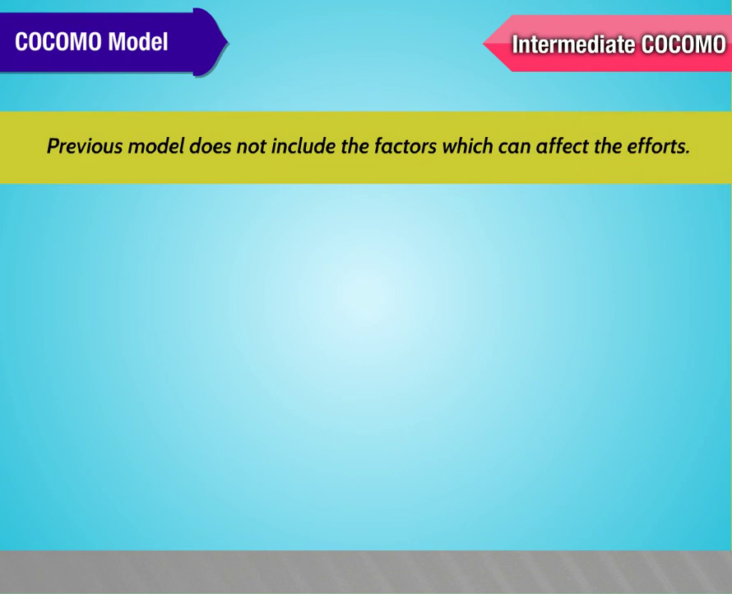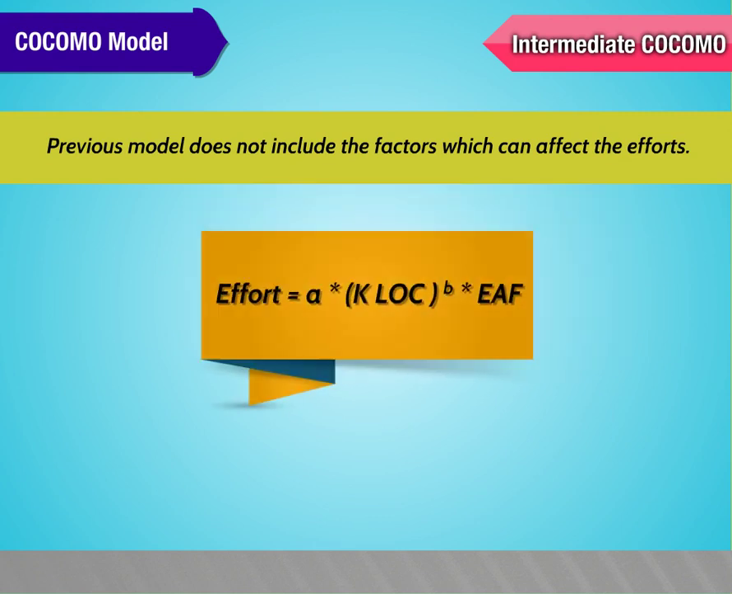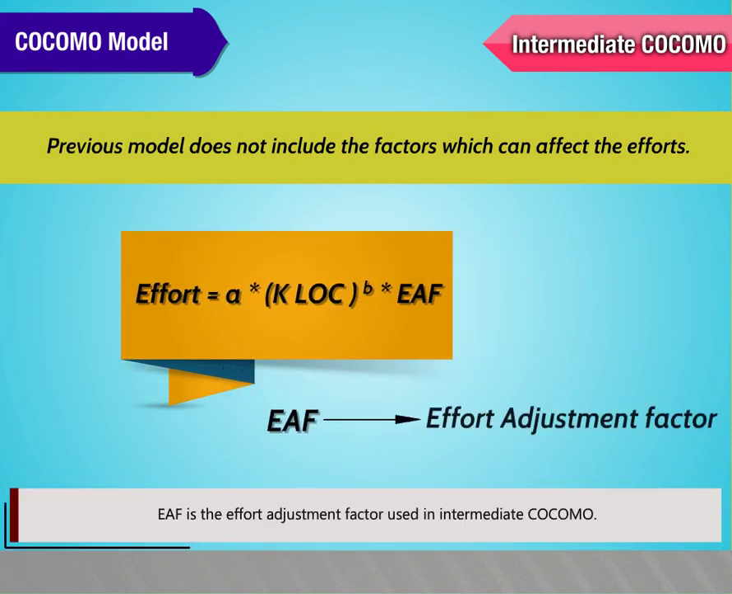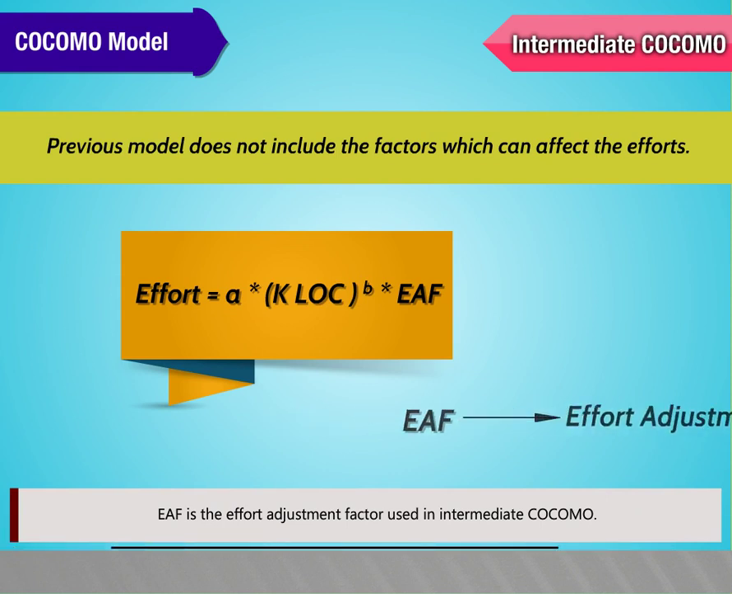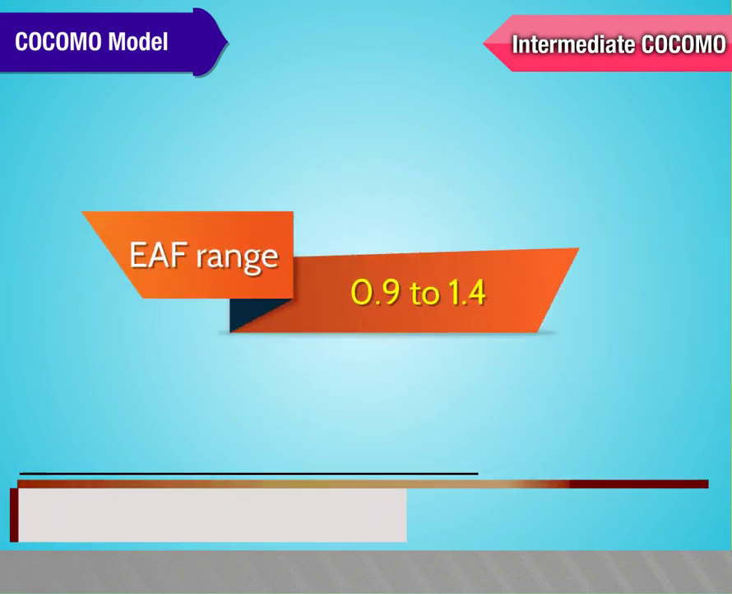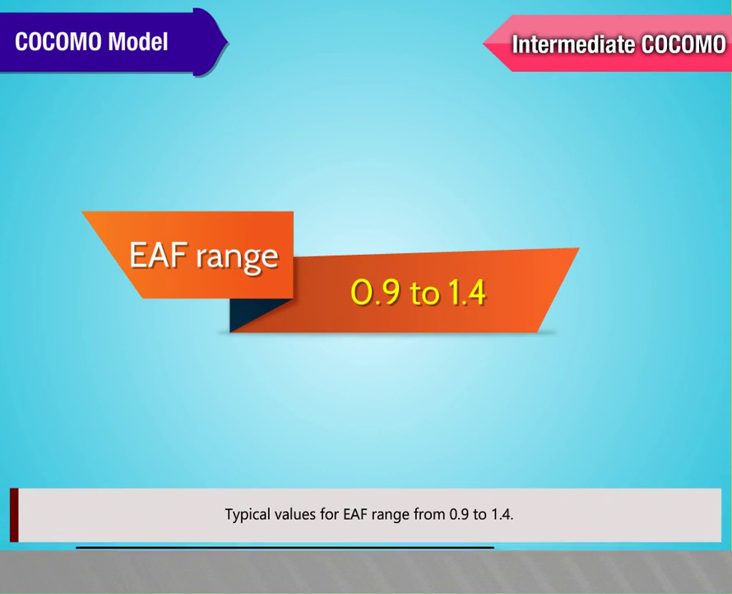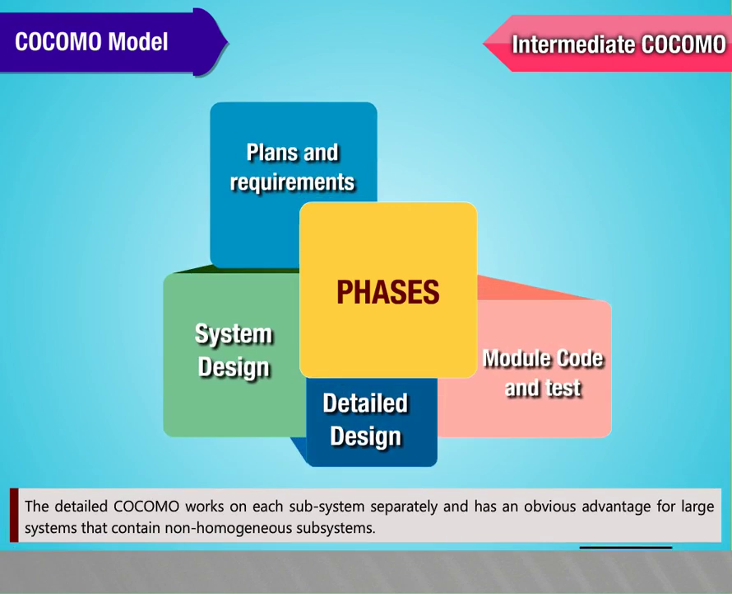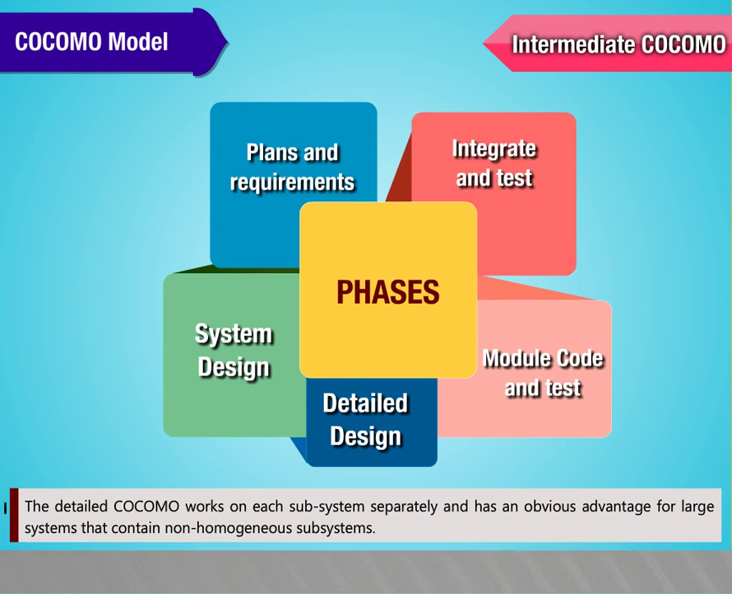The previous model does not include the factors which can affect the effort. Effort is equal to A into KLOC power B into EAF. EAF is the effort adjustment factor used in intermediate COCOMO. The overall impact EAF is obtained as a product of all individual factors. Typical values for EAF range from 0.9 to 1.4. The detailed COCOMO works on each subsystem separately and has an obvious advantage for large systems that contain non-homogeneous subsystems.